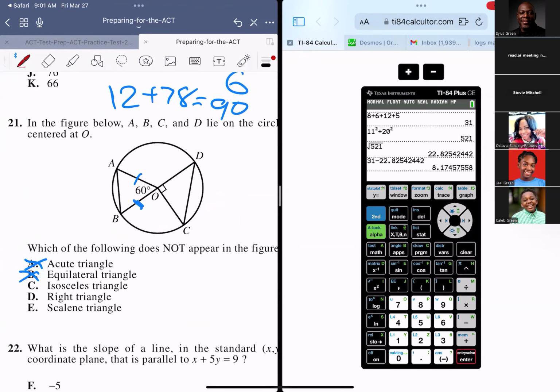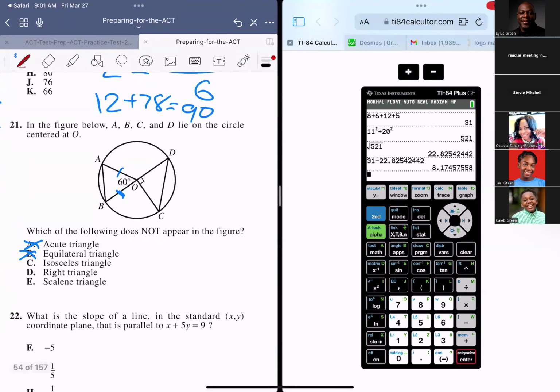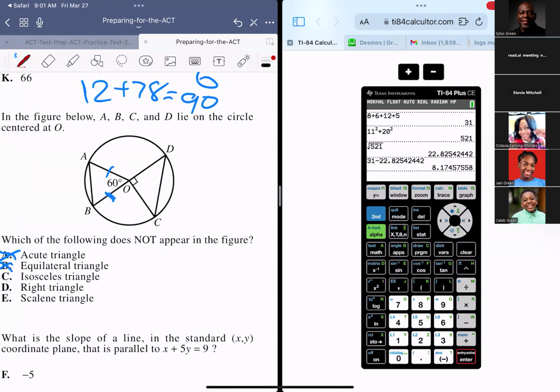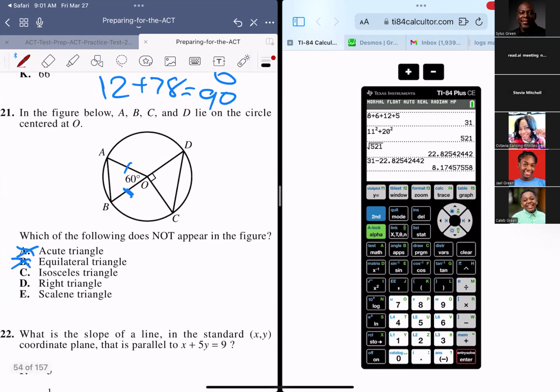Okay, but for number 21, this one, this is a radius, this is a radius, this is a radius, this is a radius. Okay, so these are both isosceles triangles. So you can cross that out.